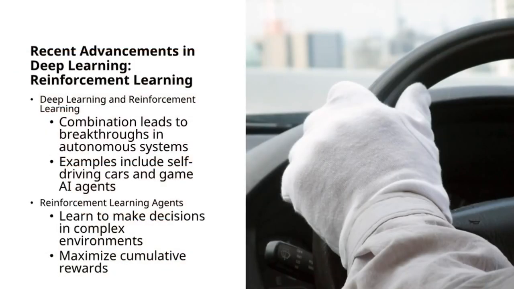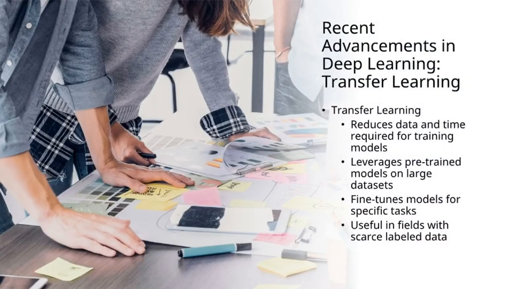Deep learning combined with reinforcement learning has revolutionized autonomous systems. Examples include self-driving cars and game AI agents. Reinforcement learning agents learn to make decisions in complex environments by maximizing cumulative rewards. Transfer learning reduces the data and time needed to train models by using pre-trained models on large datasets and fine-tuning them for specific tasks. It's especially useful in fields with limited labeled data.